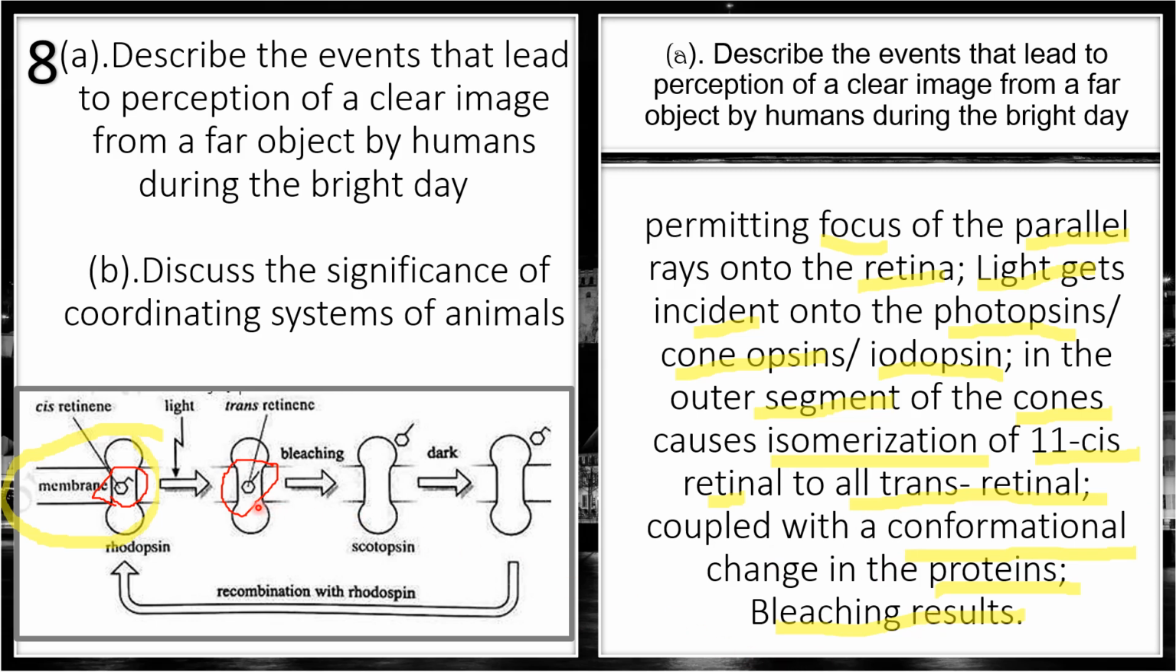So what is going to happen in the bleaching process? Our opsin and now the trans retinal are going to separate, and we are going to remain with the scotopsin and the trans retinal outside, which we call bleaching.